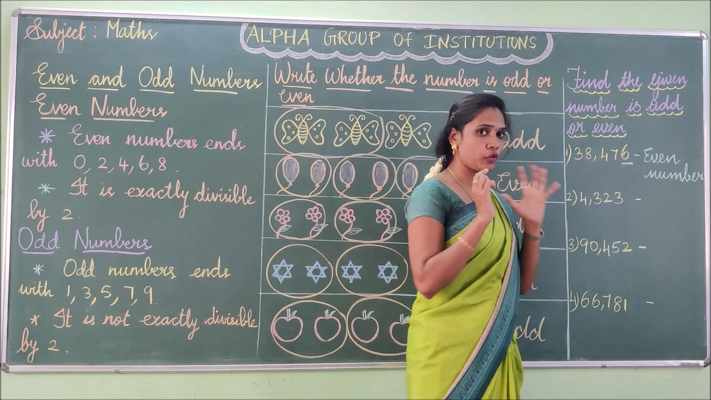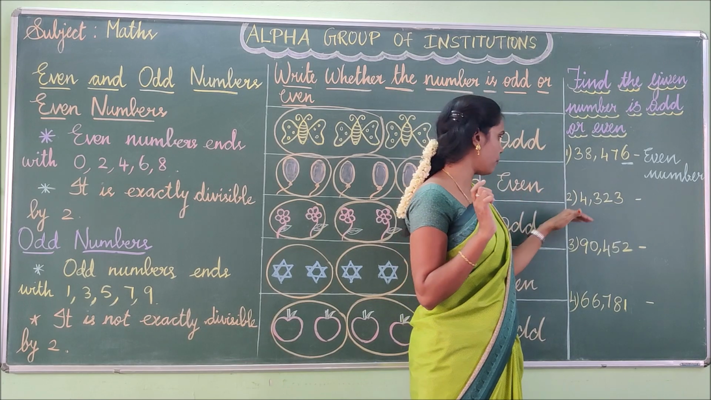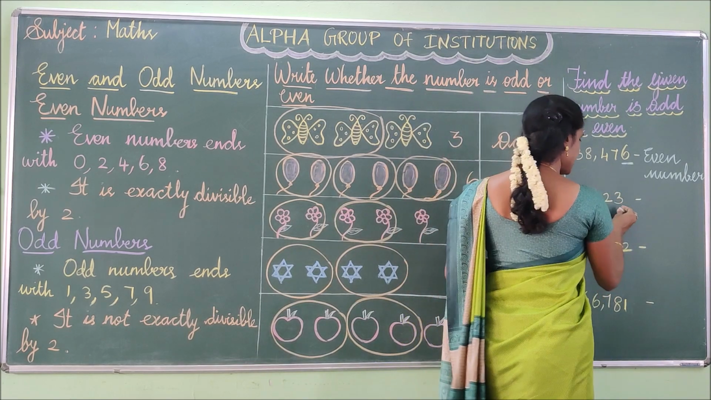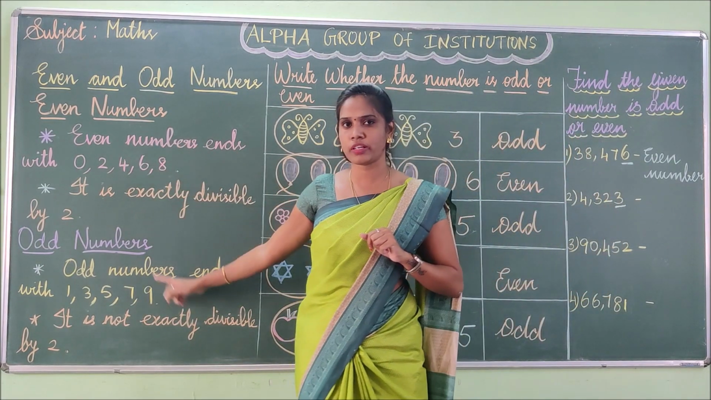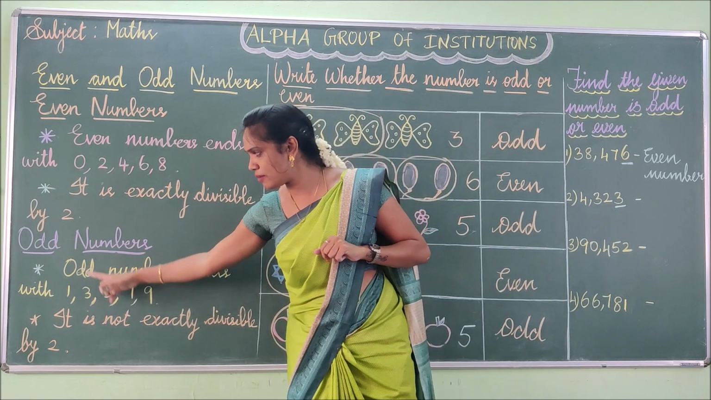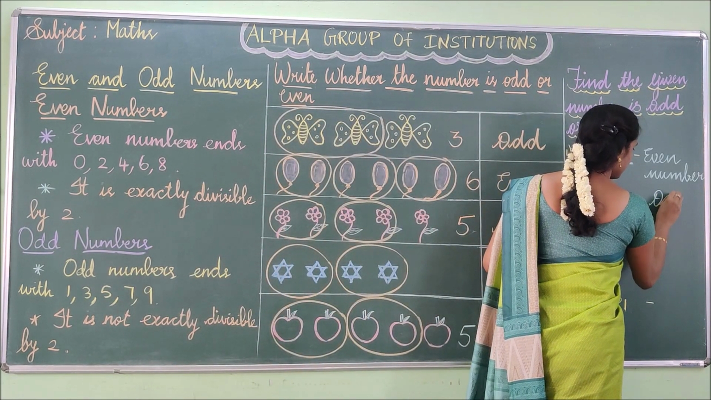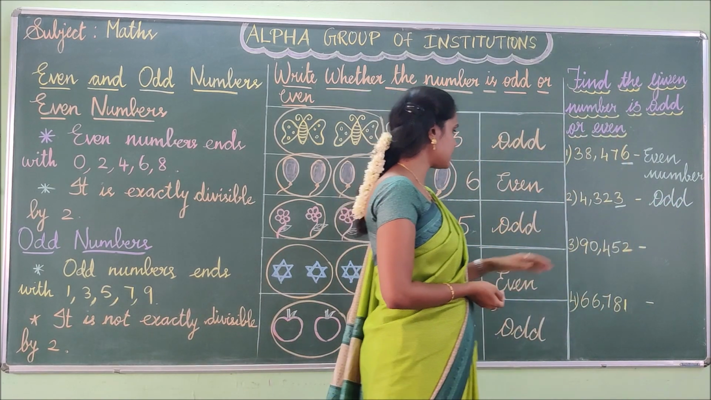4,323. You have to read out the numbers. Don't simply see the last number. Just read out the numbers. 4,323. Here the last number is 3. So is 3 an even number or an odd number, children? So 3 comes under odd numbers. So this is odd. Okay, fine. See the third problem.